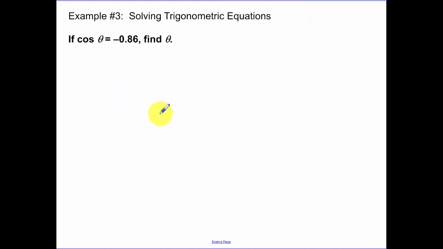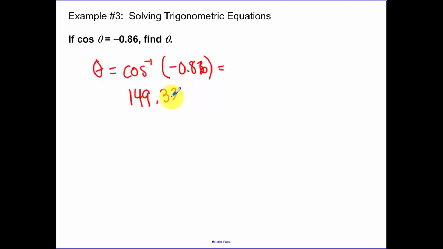Next example, solving that equation. How do I solve for the angle? Well, this is some ratio. Now, I don't know what that ratio is. It's an uncommon ratio, not from our unit circle. So to solve for theta, you have to do the inverse cosine of negative 0.86. And that's just typing in your calculator. So typing in your calculator, you get 149.32.